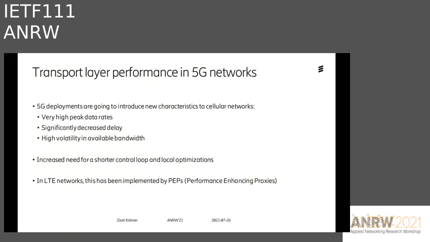5G is going to bring very high peak data rates and significantly lower latency. However, the propagation properties of the new radio also result in higher volatility in available bandwidth. Previous studies showed that these factors intensify the need for a shorter control loop and local optimizations in the transport layer. In LTE networks, this has been mostly achieved by performance enhancing proxies, which basically split the end-to-end connection into two separate control loops for the two separate domains.